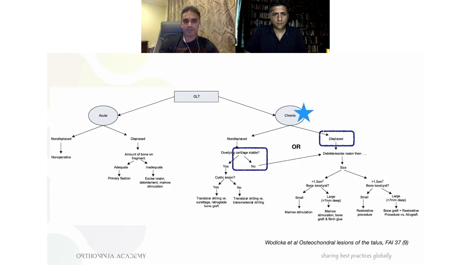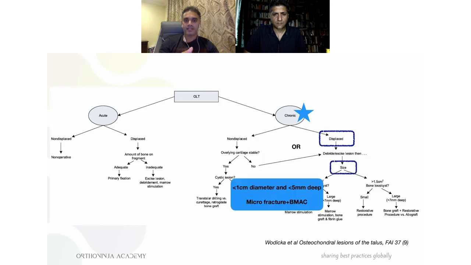If your lesion is displaced or the cartilage is unstable when you probe it, then you've got to look at the size. This is a slight modification of Ferkel's paper, because it was an old paper which said 1.5 centimeters square, but Ferkel now has come out and said 1 centimeter is the magic number. So if your size is less than 1 centimeter diameter and your lesion is less than 5 millimeters in depth, you can microfracture and BMAC or stromal fat stem cells.